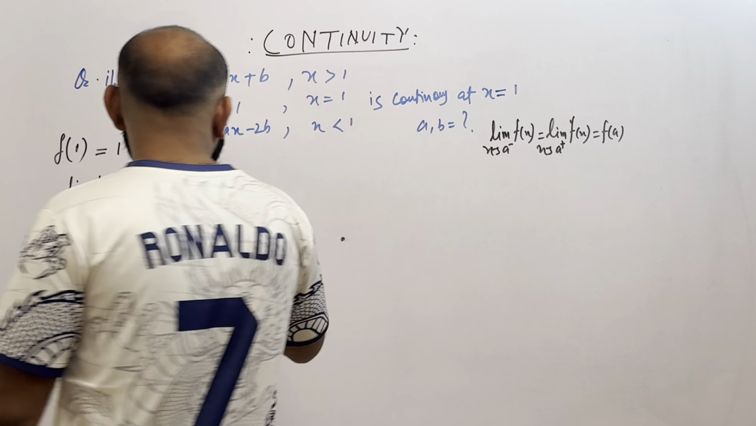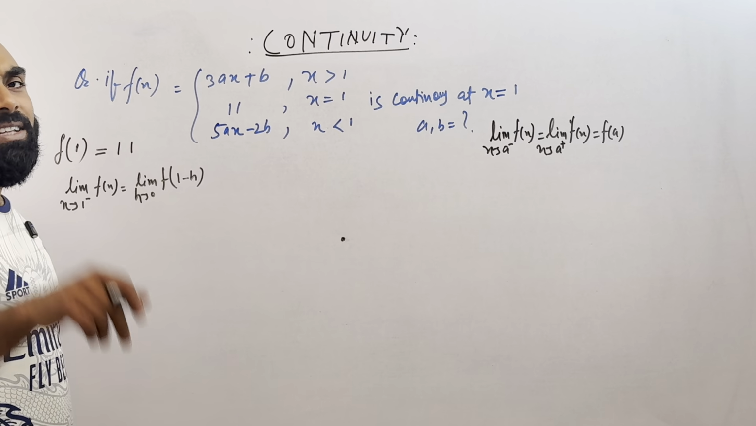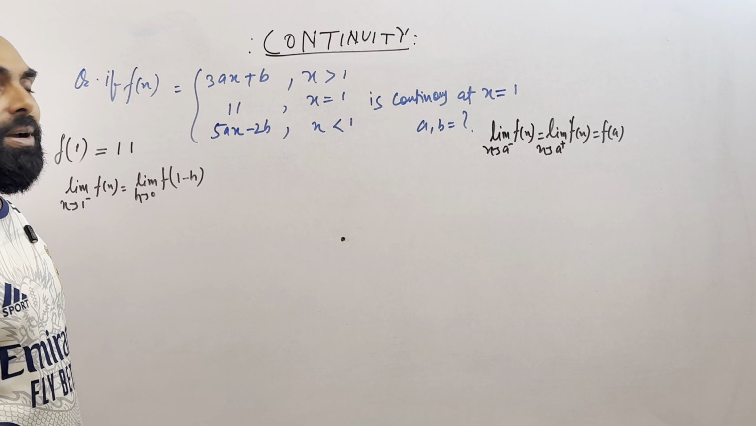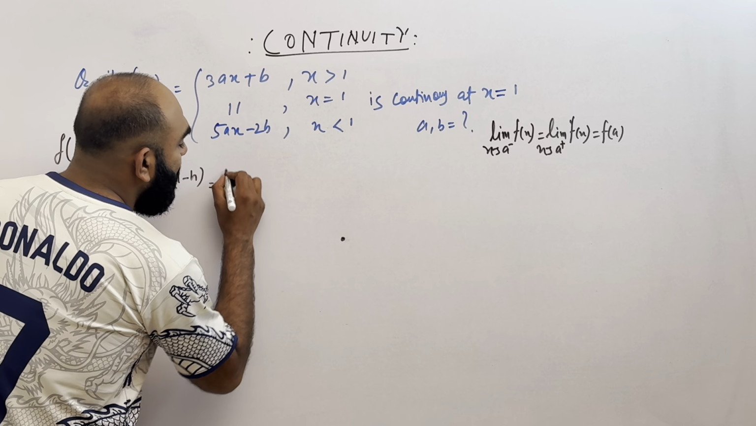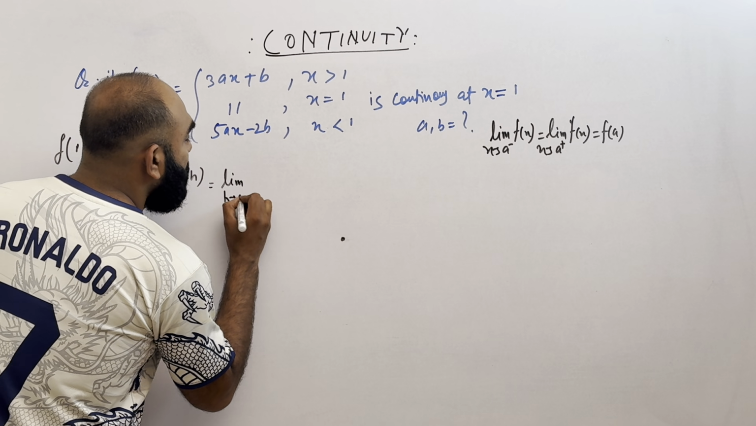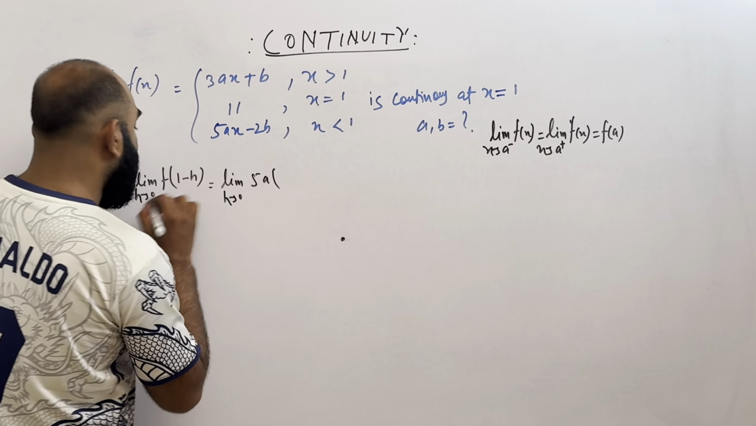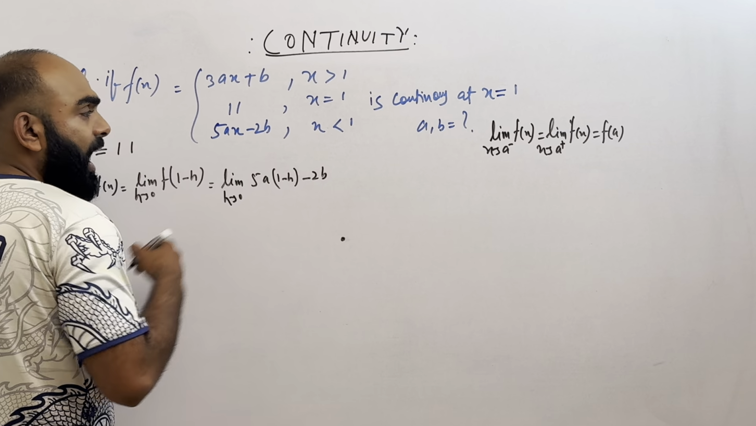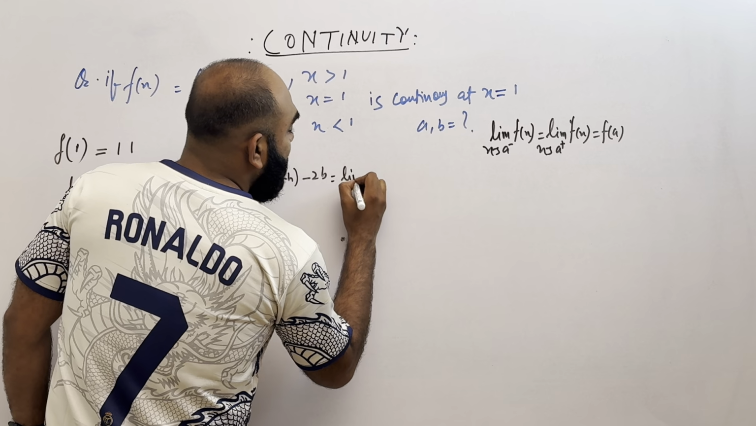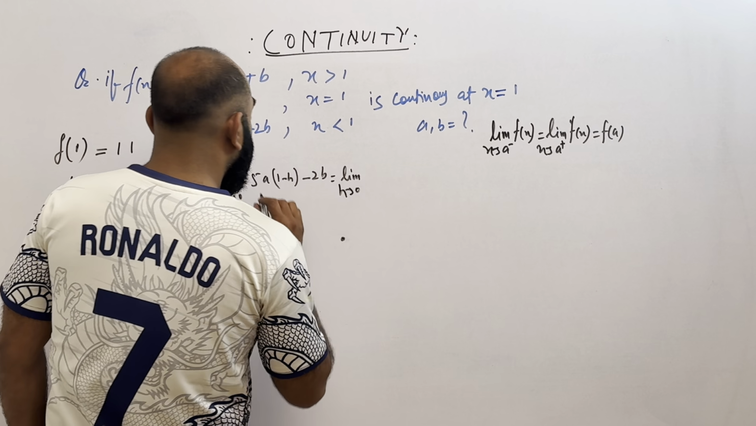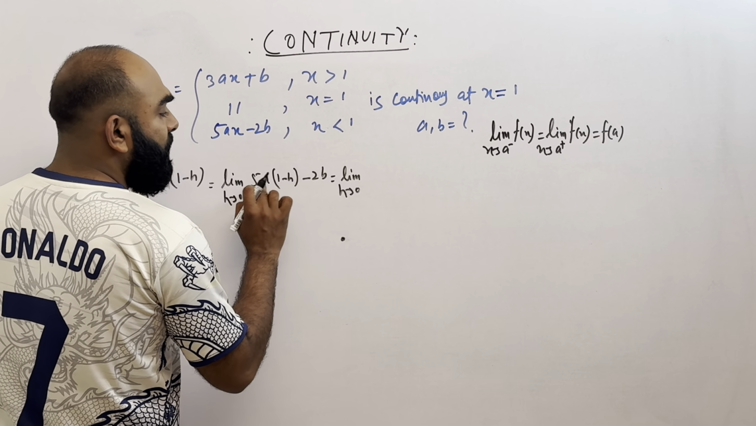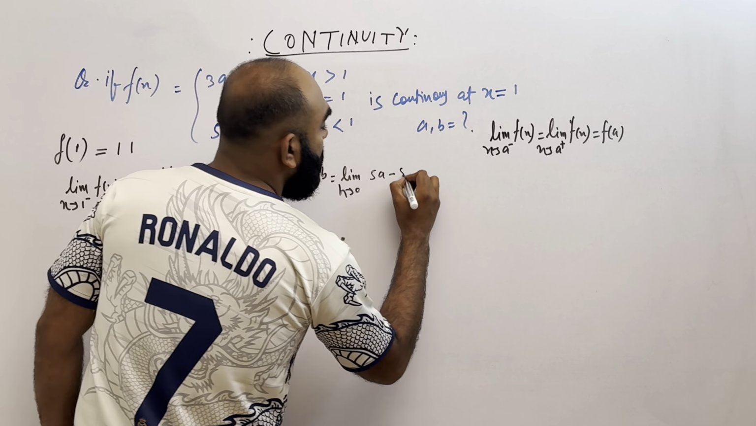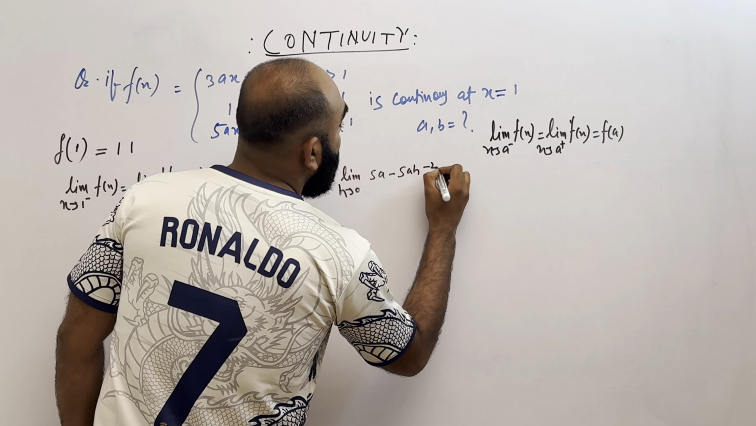Okay, means go in the function and in place of x keep 1 minus h. So limit h tends to 0, 5a in place of x, I will keep 1 minus h, minus 2b. I will open this one. Limit h tends to 0, 5a into 1, sir, 5a, minus 5ah, minus 2b.